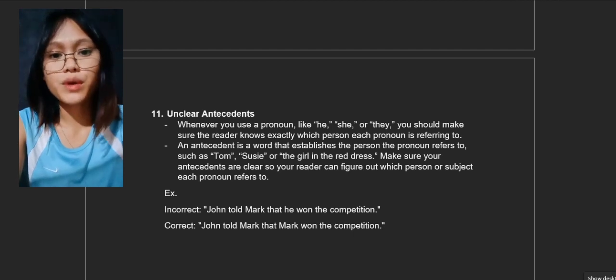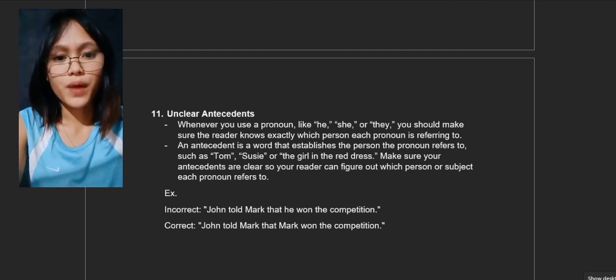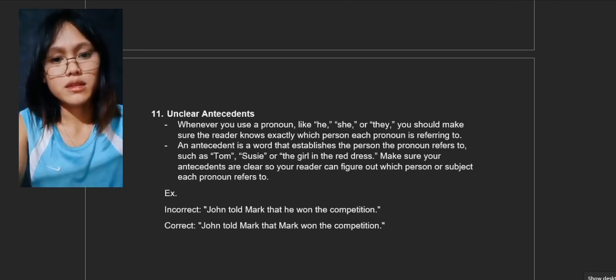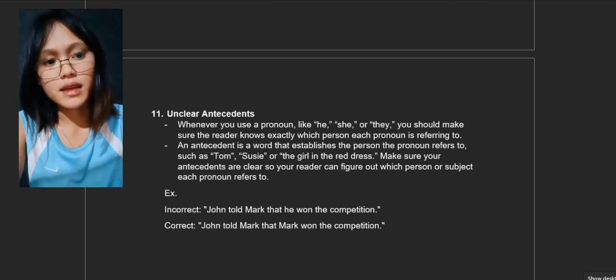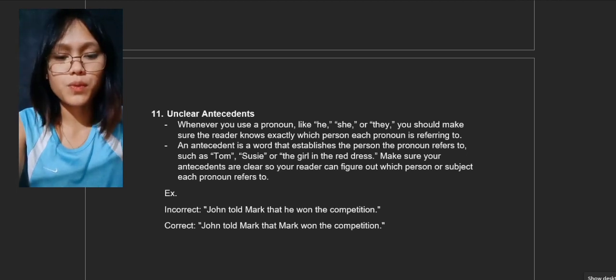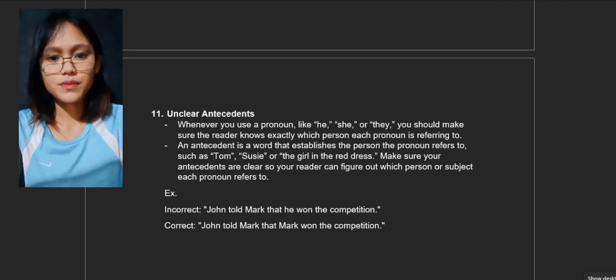An incorrect example for this is: John told Mark that he won the competition. So don't use the pronoun he; use a particular name instead. The correct one for this is: John told Mark that Mark won the competition.